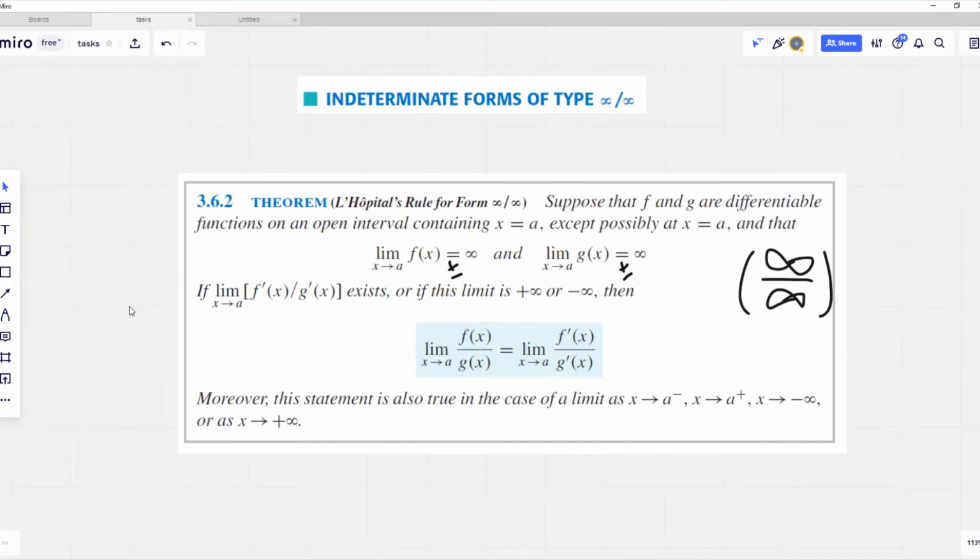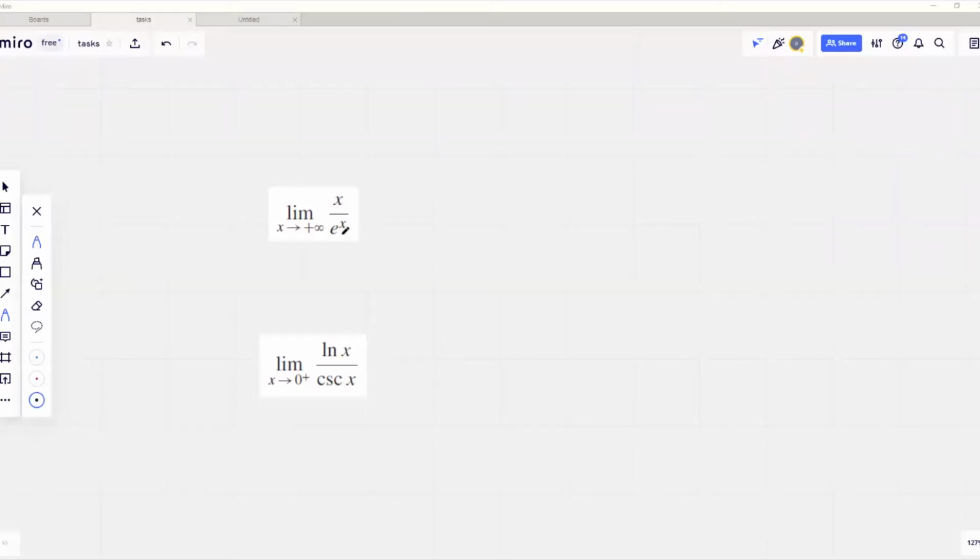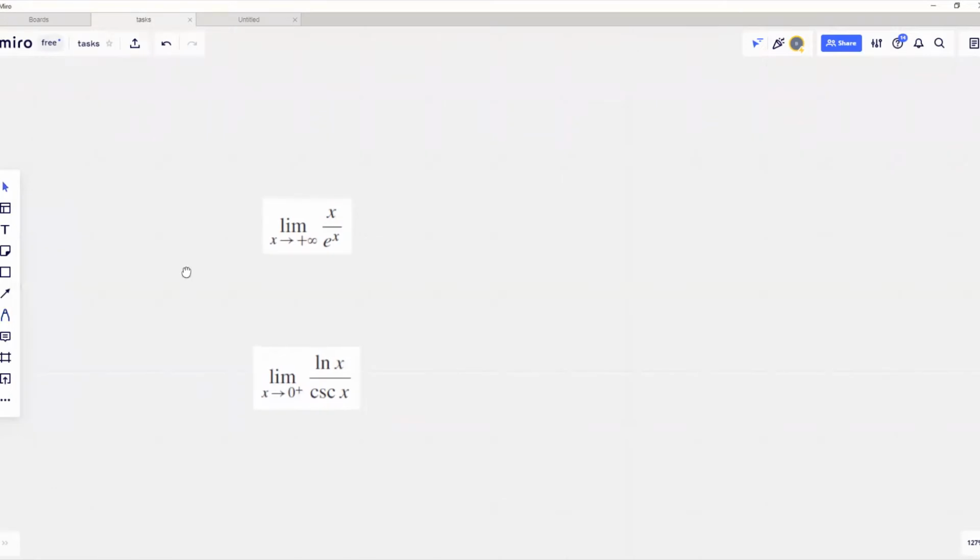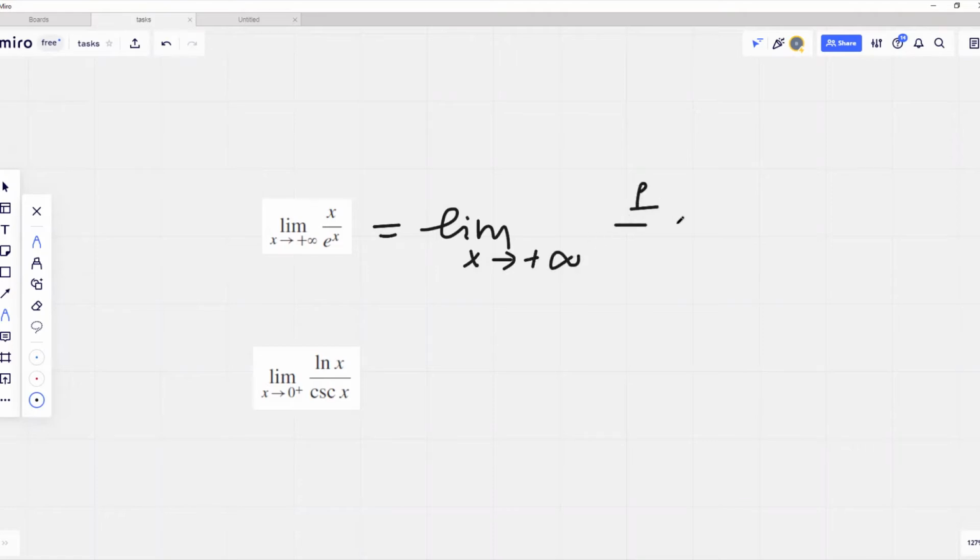All right, now let's use the theorem to solve a couple of problems. So first, let's confirm that this limit is in indeterminate form of infinity over infinity, which is true when x is approaching plus infinity. In the numerator, x is approaching plus infinity. In the denominator, e to the power of x is also approaching plus infinity. Now, using L'Hopital's rule here, we can switch that limit with the following one. The derivative in the numerator is 1 over e to the power of x in the denominator. When x is approaching plus infinity, that limit is equal to 0.